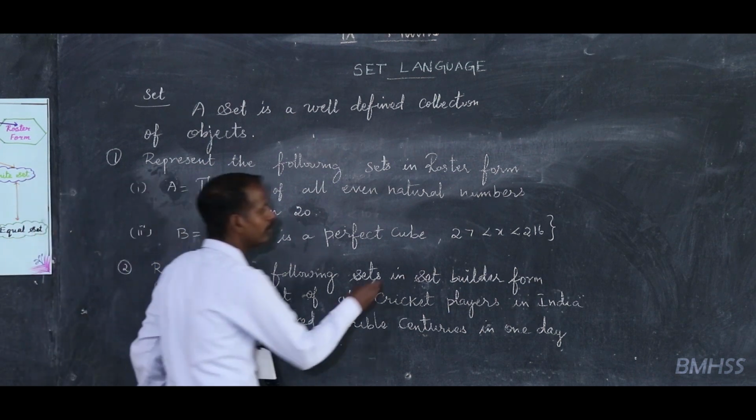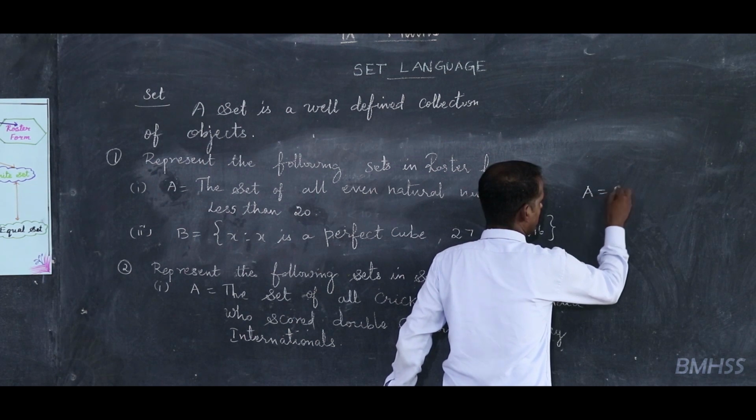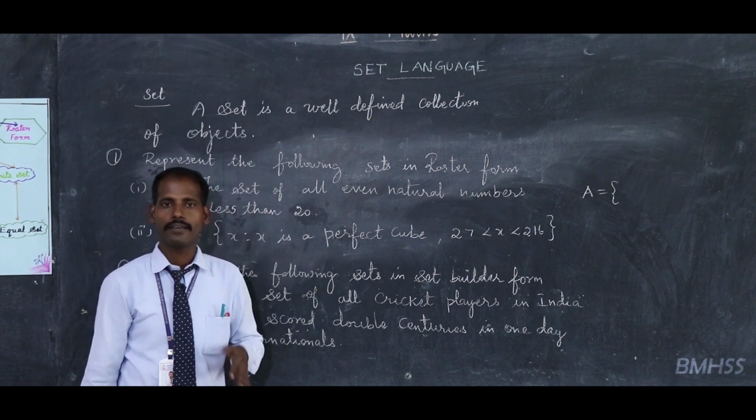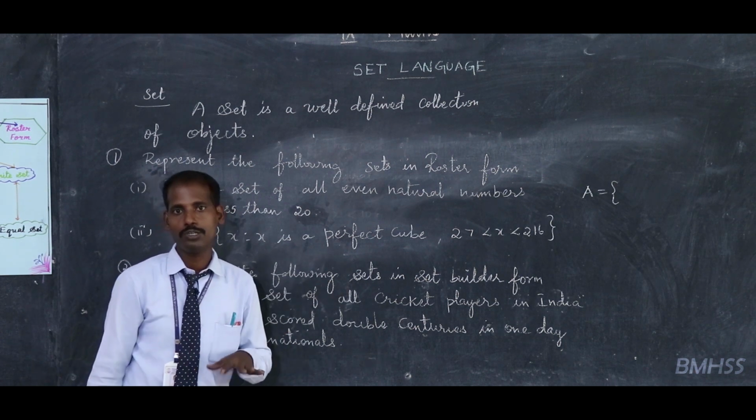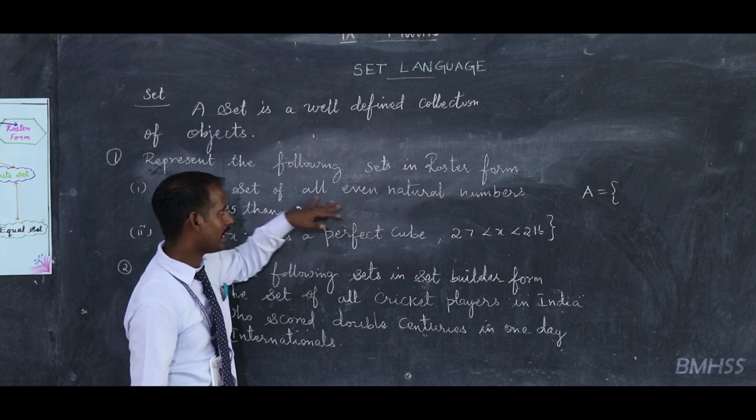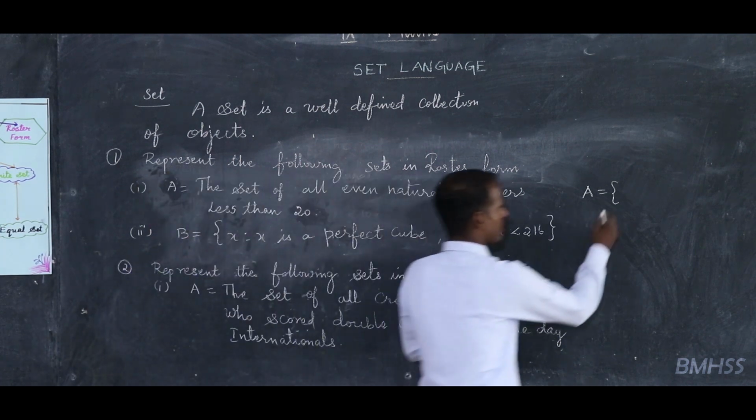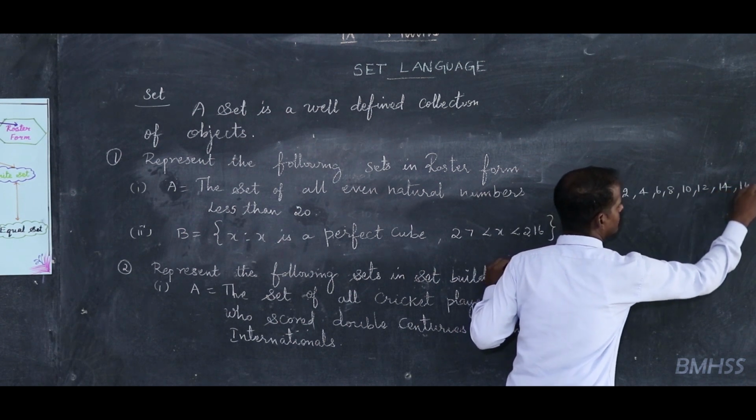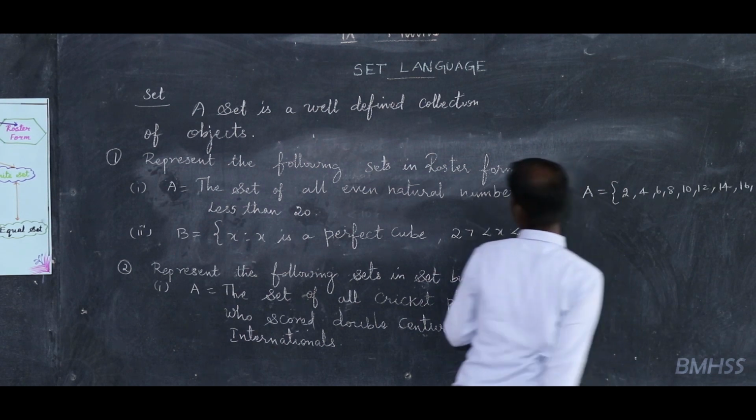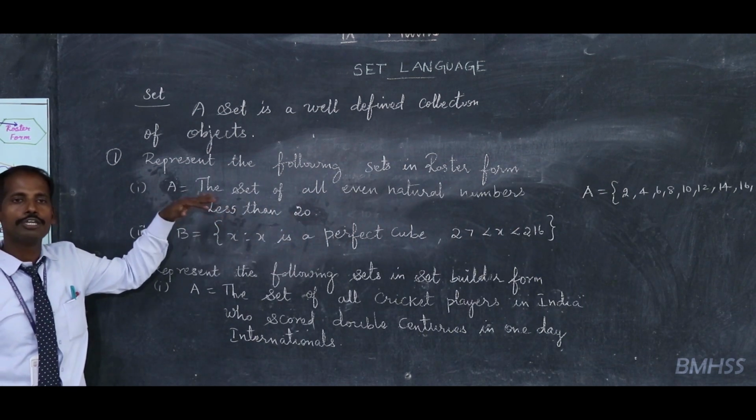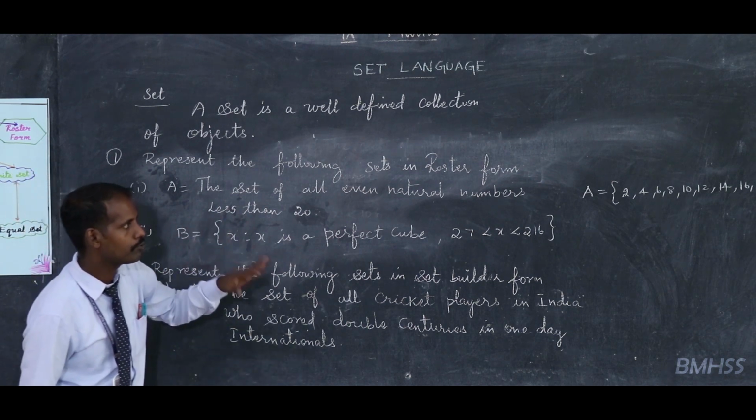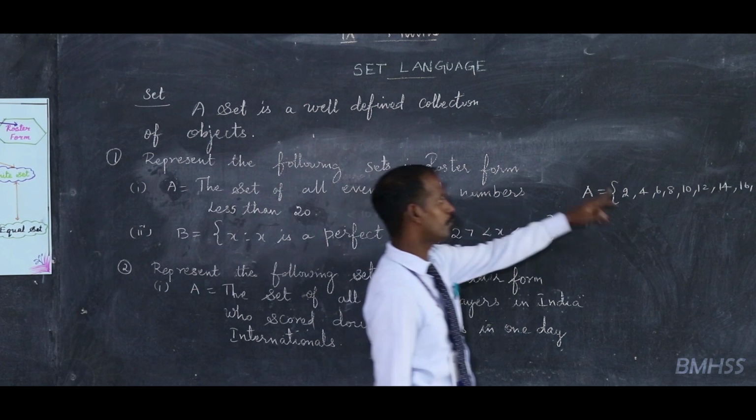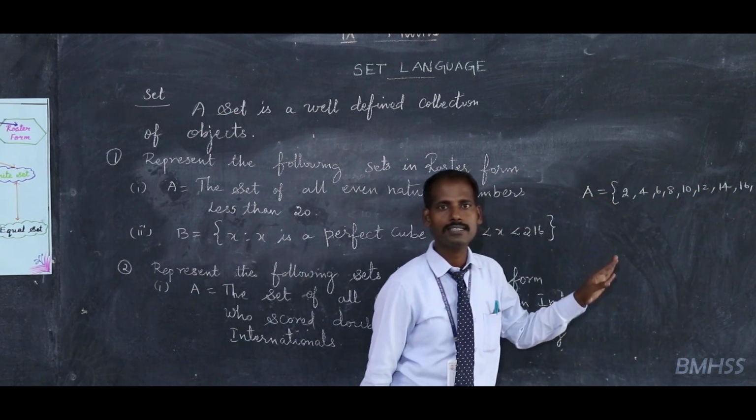How to write roster form? Here A set. Here set of all even natural number. What is even number? 2, 4, 6, 8, 10 is going on. A number divisible by 2, it is called even number. So here starting natural number 1. So 2 even natural number, 4, 6, 8, 10, 12, 14, 16, 18, 20 is not there because here less than 20. So less than 20 means you don't write 20. So 18 up to you complete. So 2, 4, 6, 8, 10, 12, 14, 16, 18. It is roster form. The listing the elements 2, 4, 6, 8, 10, 12, 14, 16, 18. It is a roster form.